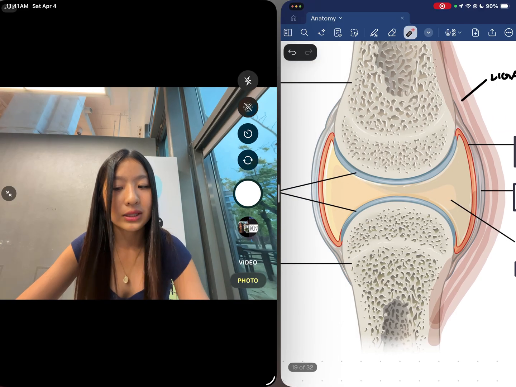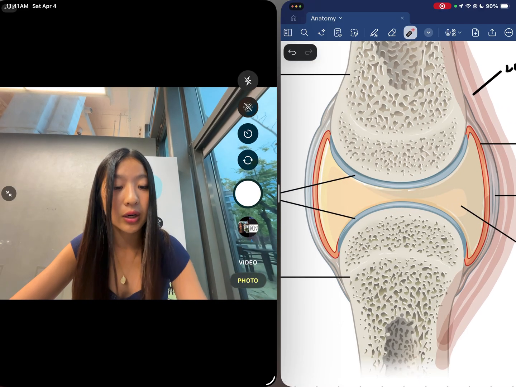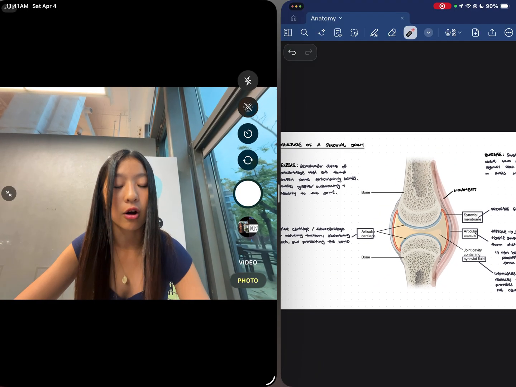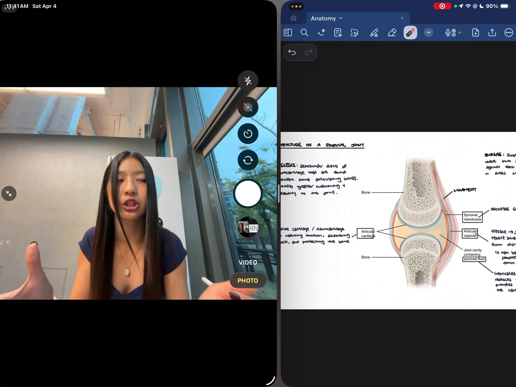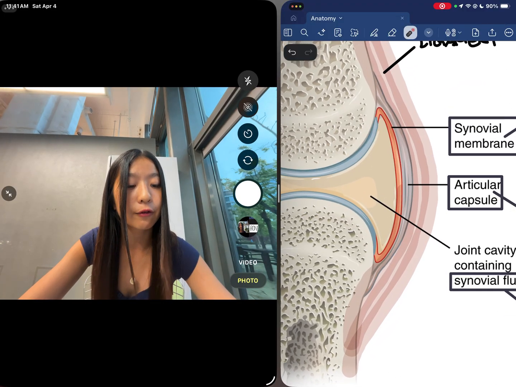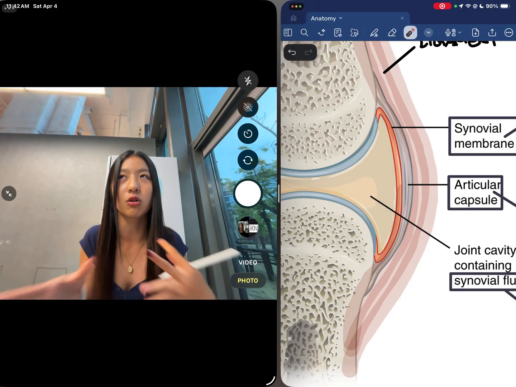So we see that the joint is the part where the two bones meet, so the articulation point. In between it, we need to have the articular cartilage, which is this thin layer of cartilage that really reduces the friction and absorbs shock when these two bones come into contact. Then we have the joint cavity containing synovial fluid, and this is also why sometimes your joints crack when you move them.